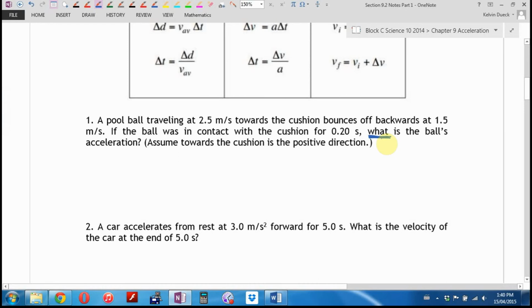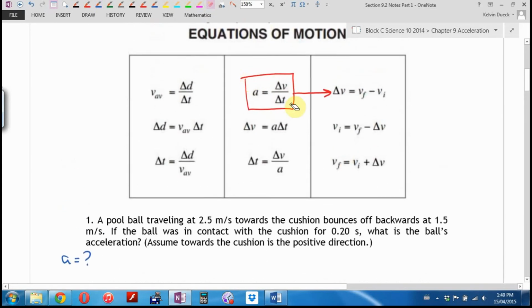I'm going to use my DFIC approach. I'm going to go A equals question mark because I feel better. But also, what that's just done, Julia, is that's targeted me on this one here. Maybe this one here, but here the A is not by itself, so I'm looking at the equation that's got the A by itself.